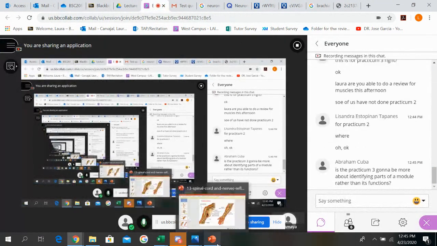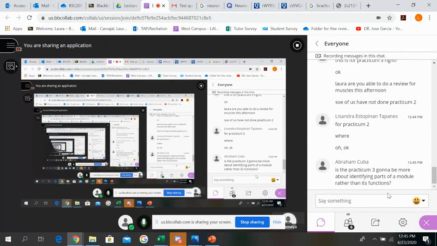Okay, so real quick before, is the practicum 3 going to be more about identifying parts of a model, rather than its functions? Yes, so you're going to have to identify, this is how we were doing with the pictures that I was doing with you guys. The pictures will not be the same pictures that I'm showing you. The pictures will be electronic pictures, pictures from books that are much more detailed. You will be able to very easily determine what part is being asked.